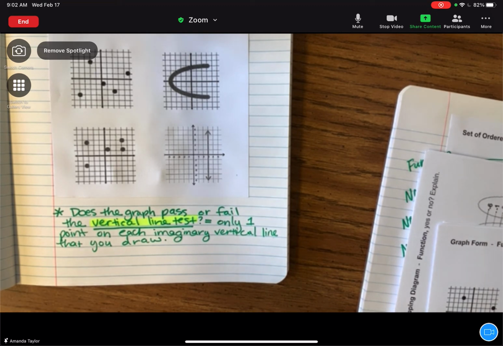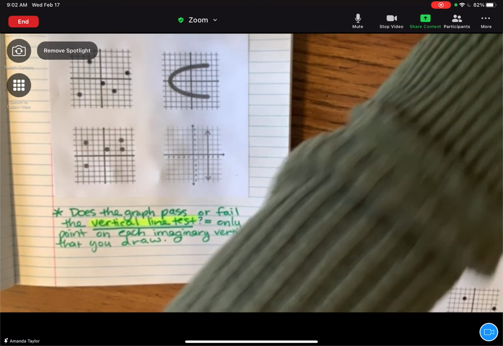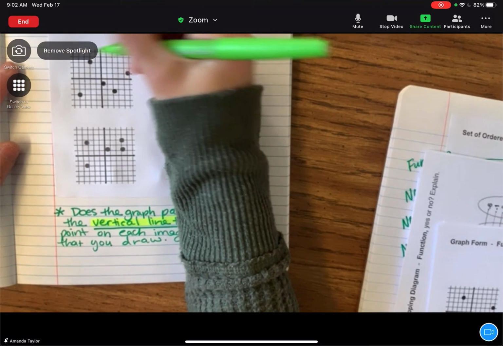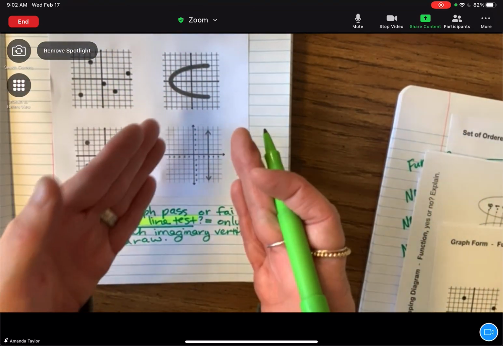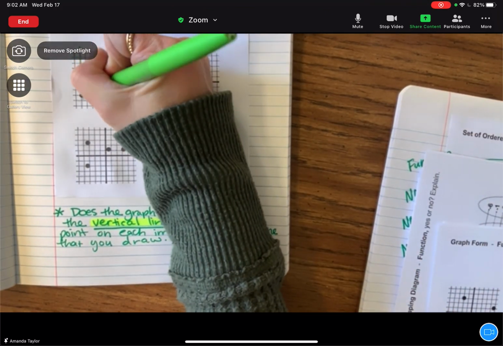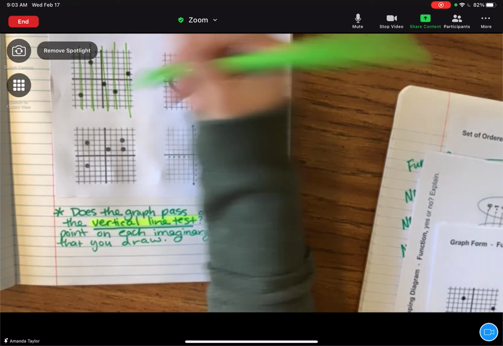Okay? So if I go through here, I'm going to use a different color because I don't think that's going to show very good. Let's try using light green. So there's obviously just a bunch of points plotted here. It may just be points, or it may be a connected continuous graph. I'm just drawing some imaginary vertical lines here.